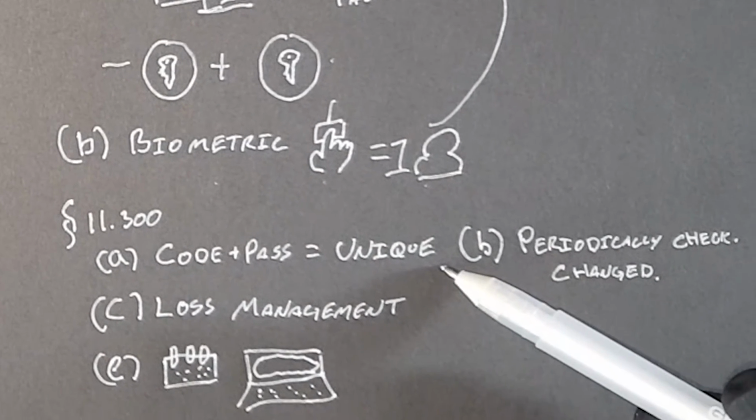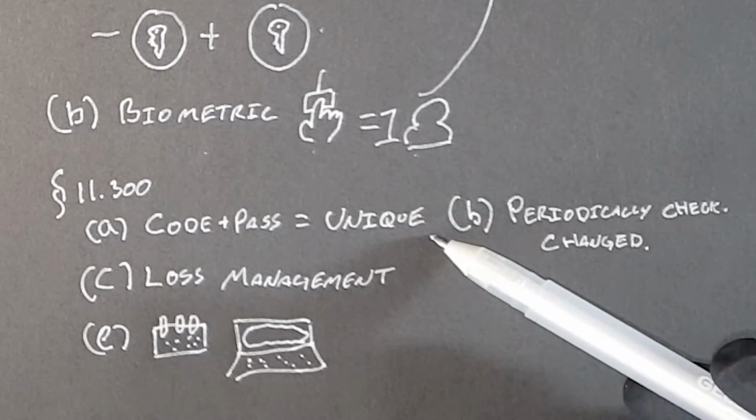All right, last section, 11-300. These are controls for identification codes and passwords. So you must maintain uniqueness of identification codes and passwords. 2 people can't have the same identification code and password. It wouldn't make any sense.